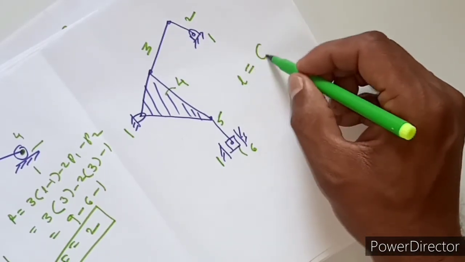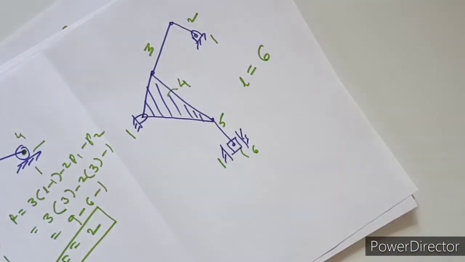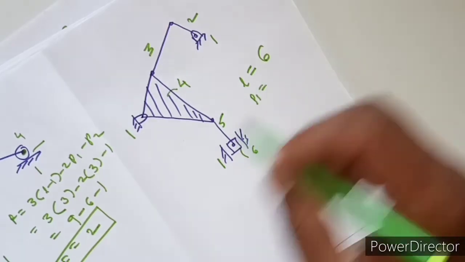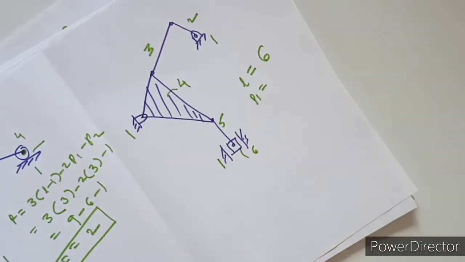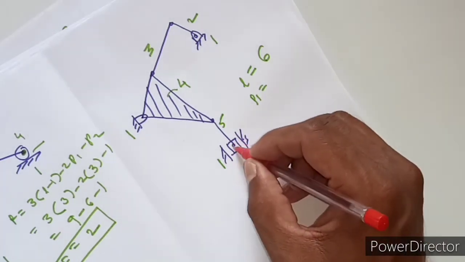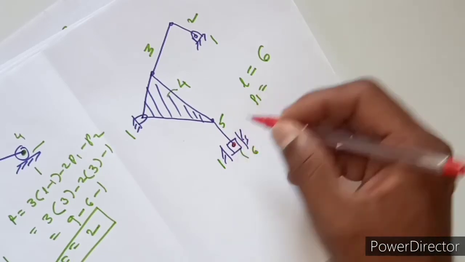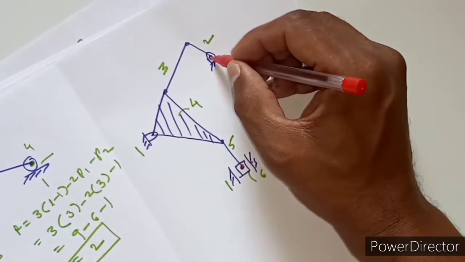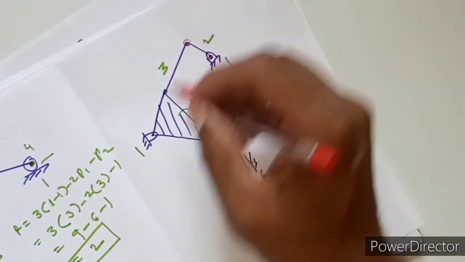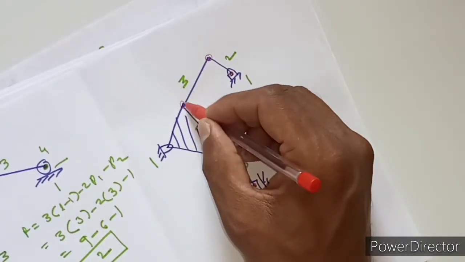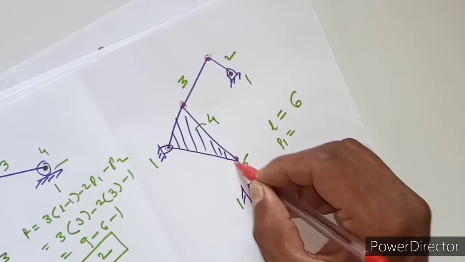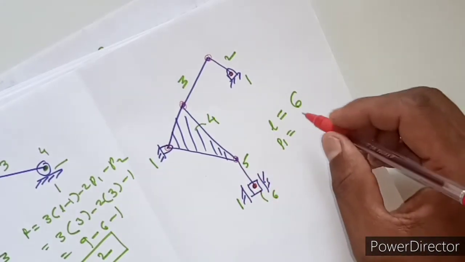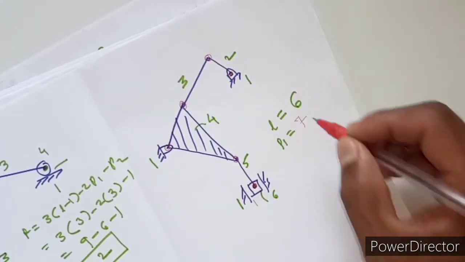So L equals 6. P1 is the total number of binary joints plus sliding pairs. So the total number of binary joints, this is 1. So we'll start from here. 1, 2, 3, 4, 5, 6, plus 1 sliding pair, 7.